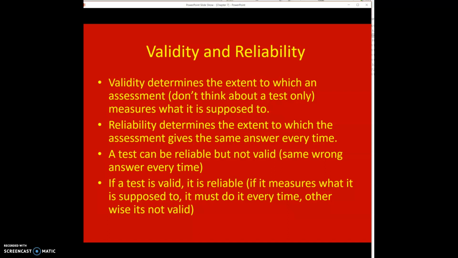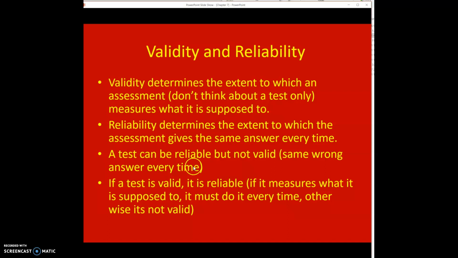For example, if you had a bathroom scale and you stepped on that bathroom scale one morning and it told you weigh 120 pounds, and you came back the next day and it said you weighed 150 pounds, and the day after that it said you weighed 105 pounds, that bathroom scale, although it has the ability to weigh, has no reliability because it can't give you the same answer every time, assuming your weight's not fluctuating by 30 pounds every day. So a couple of issues here is one is a test can be reliable but not valid.